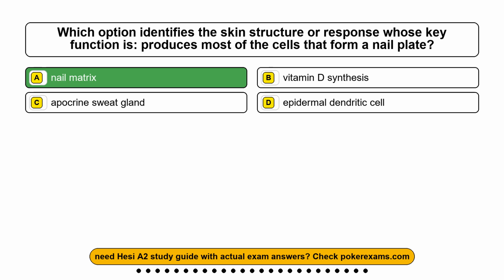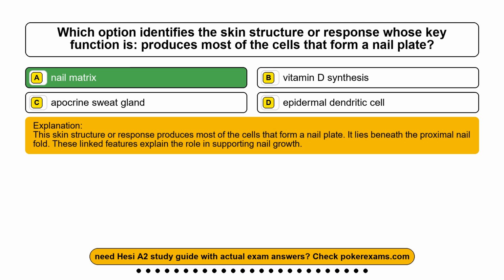The correct answer is option A, nail matrix. This skin structure or response produces most of the cells that form a nail plate. It lies beneath the proximal nail fold. These linked features explain the role in supporting nail growth.